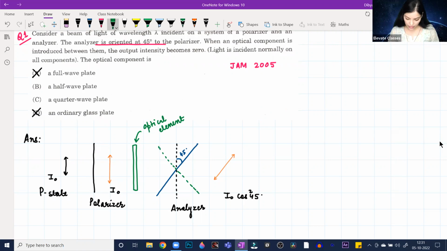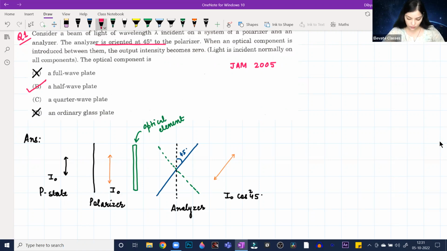So basically, the line I have drawn in orange, which is the output through the polarizer, we want to just rotate it by 45 degrees. We want to rotate it by 45 degrees so that the output from the optical element now becomes 90 degrees with respect to the analyzer and I get 0 intensity outside. That is all we want to do. And how do we do rotation? We do rotation by using a half wave plate. So the answer for this question is B, that we need a half wave plate.